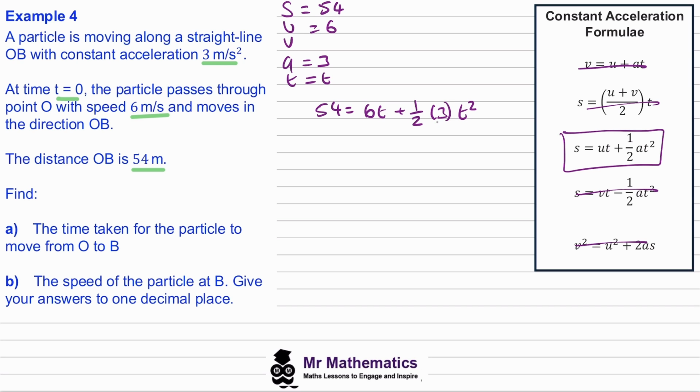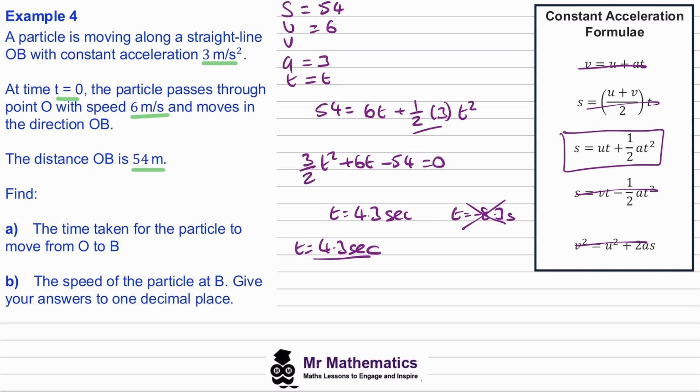So now we've got a quadratic, we'll make it equal to 0, and we'll simplify the t squared term. So we've got 3/2 t squared plus 6t minus 54 will equal 0. And we can solve this on our calculators. We get the time to be approximately 4.3 seconds and negative 8.3 seconds. And the time cannot be negative, so we'll discount that solution. So t will equal 4.3 seconds.